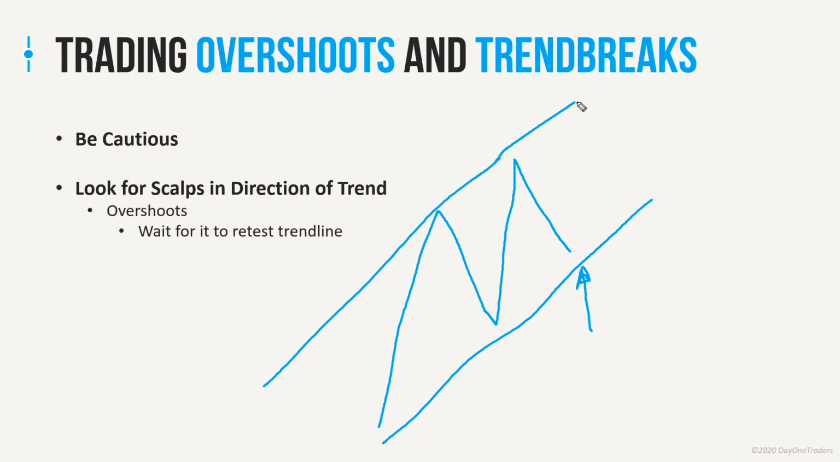With overshoots and trend breaks, we pretty much always take them in the direction of that channel trend. So if we have a trend break here, we're looking for a trade to the long side because it's going to retest that high. If we have a trend overshoot, we're looking for it to come back, retest, and then we're going to look for a trade to the upside from there. And so again, always trade with the trend, even with these overshoots and trend breaks.